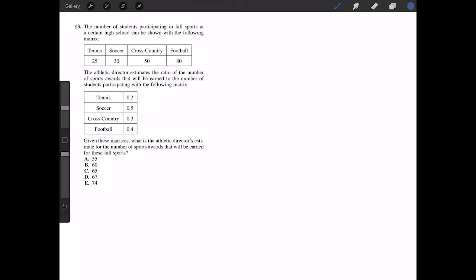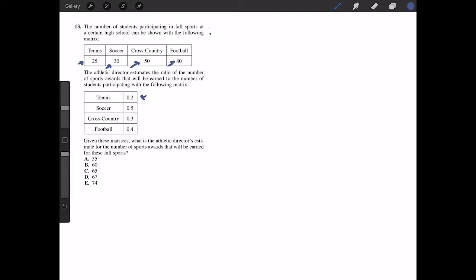For problem 13, it reads, the number of students participating in fall sports at a certain high school can be shown with the following matrix. So you have tennis, 25 students, soccer, 30 students, cross country, 50 students, and football, 80 students. The athletic director estimates the ratio of the number of sports awards that will be earned to the number of students participating with the following matrix.